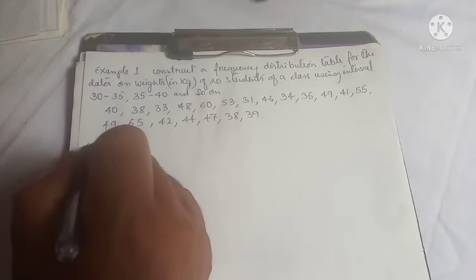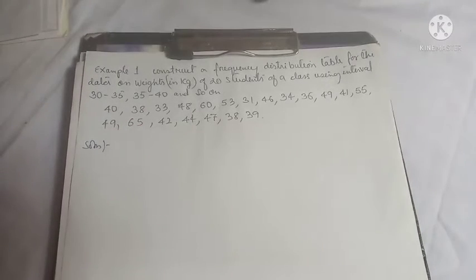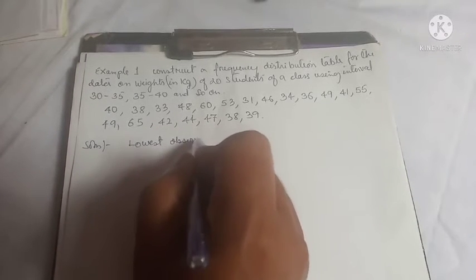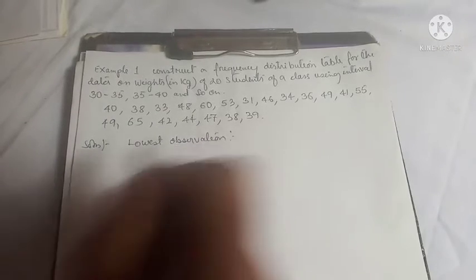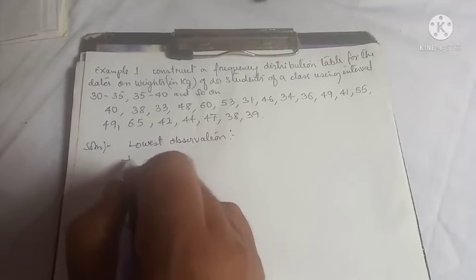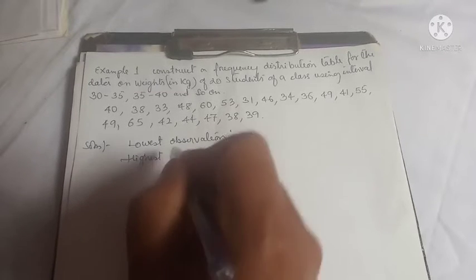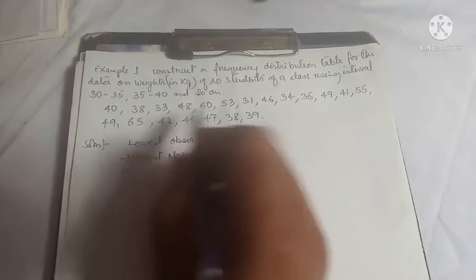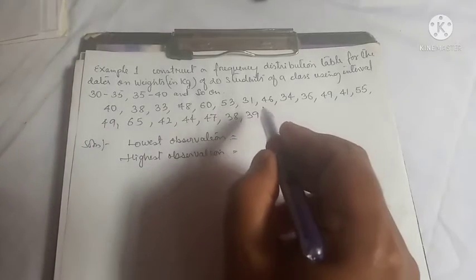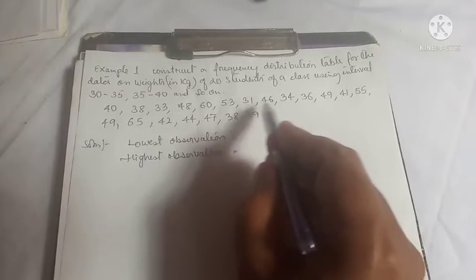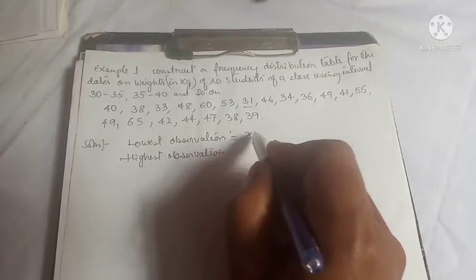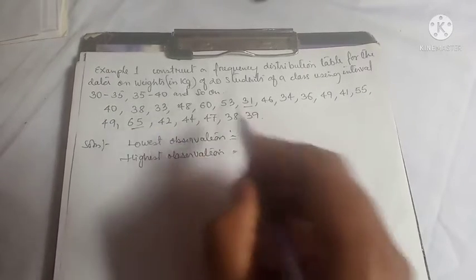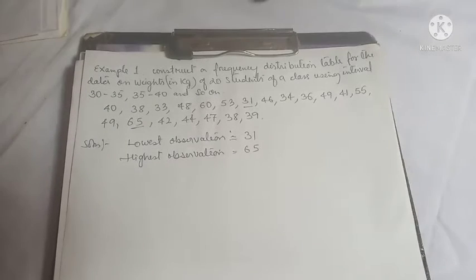First, in this solution, we will have the lowest observation and the highest observation. We have to find out the lowest observation and the highest observation first. According to this data, which number is the lowest observation? Here, 31 is the lowest observation, and the highest observation is 65. 65 is the highest observation.